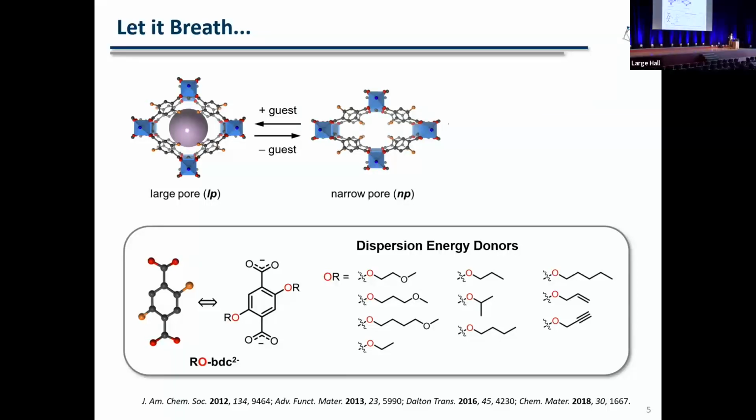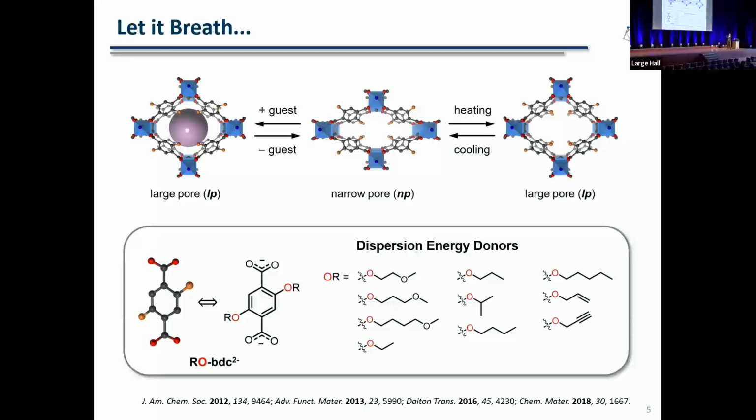And interesting is you can even do this with temperature. So you can switch from the narrow pore to the large pore phase also by heating. So then the transition is not governed by enthalpy, but by entropic effects. So you have vibrational states of the functional side chains, which are then populated, and then you go to the large pore form.